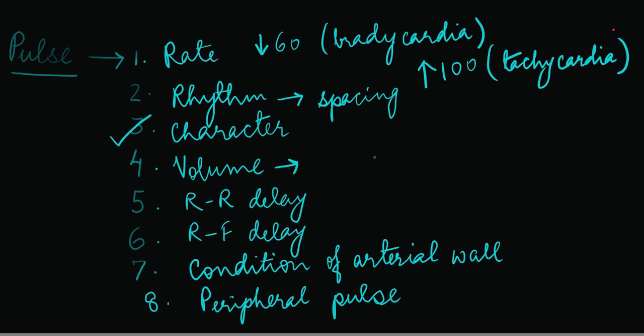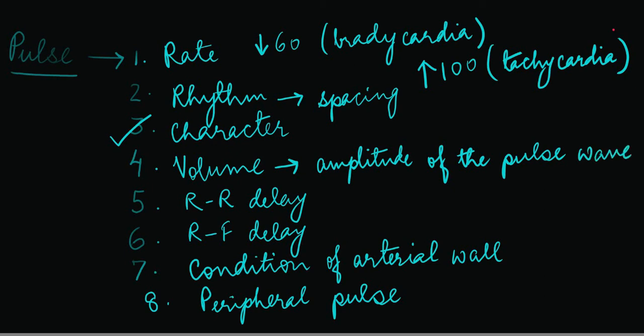Volume refers to the amplitude of a pulse wave or excursion felt at the wrist. It is the amplitude of the pulse wave. In other words, it is the perceived degree of pulsation that reflects the pulse pressure.